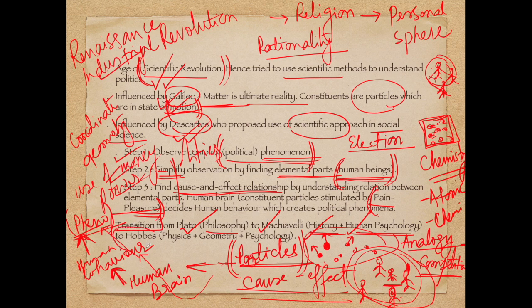Now when we come to Hobbes, Hobbes says that no, let's use physics, geometry and psychology. When we use these three in combination, we get our perfect analysis. We get the solutions to our problems. So it's all about finding the solutions.